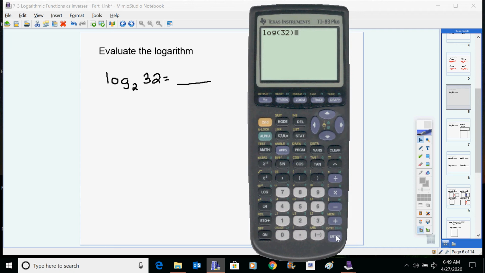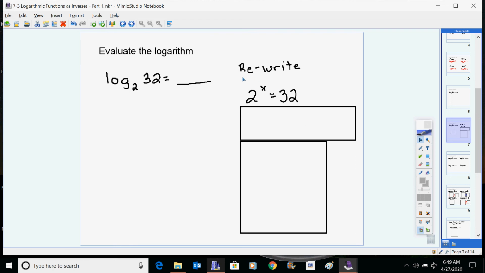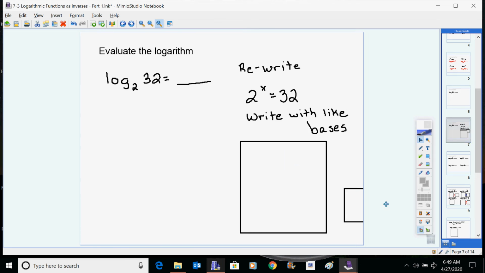Notice it doesn't say log base 2. There's no way to make your calculator do that. That's not our answer, because what we do is we rewrite this as 2 to a certain power equals 32. We need to figure out what number that is. If we write it with like bases, that's going to be our strategy.